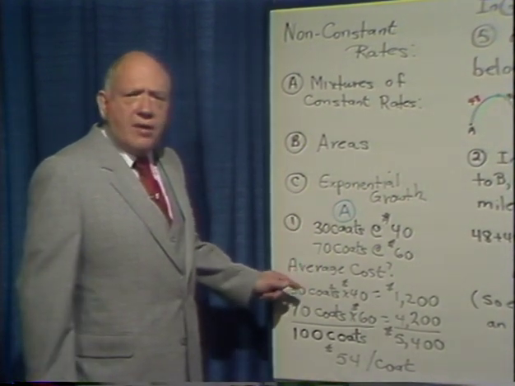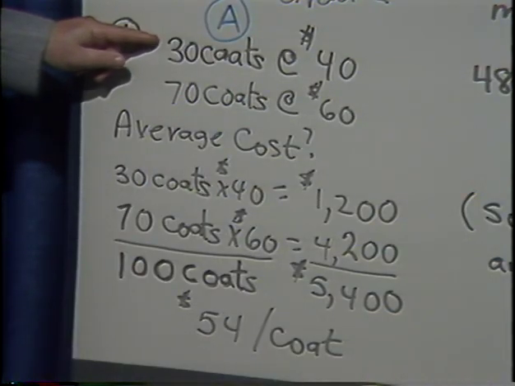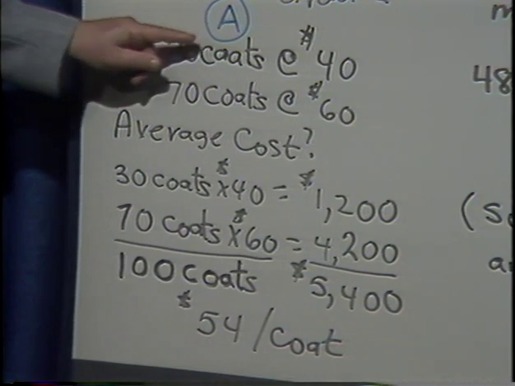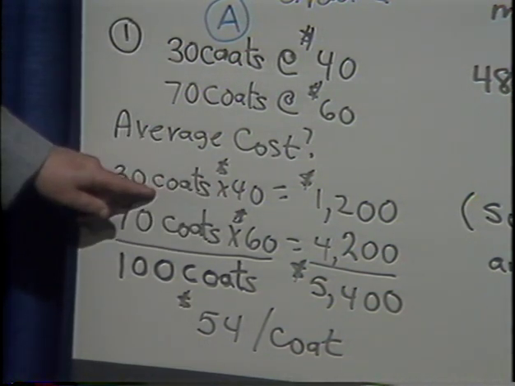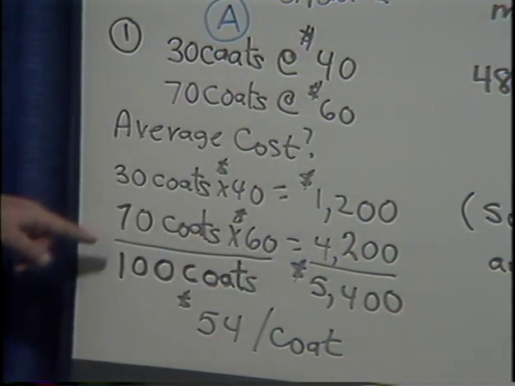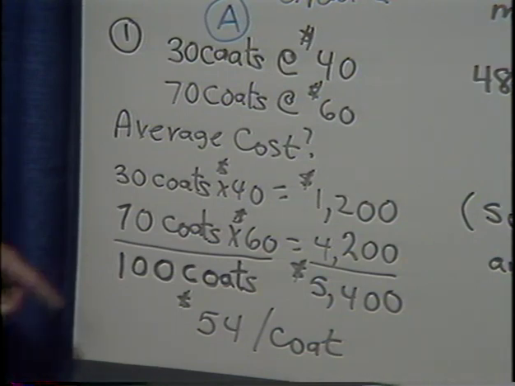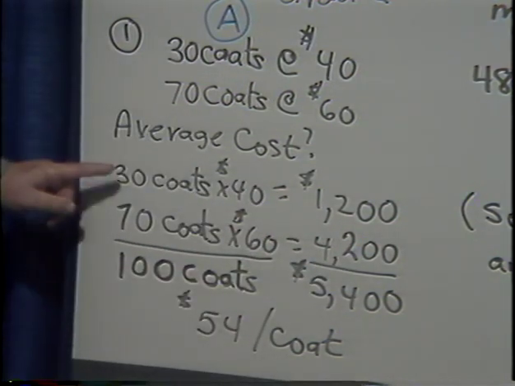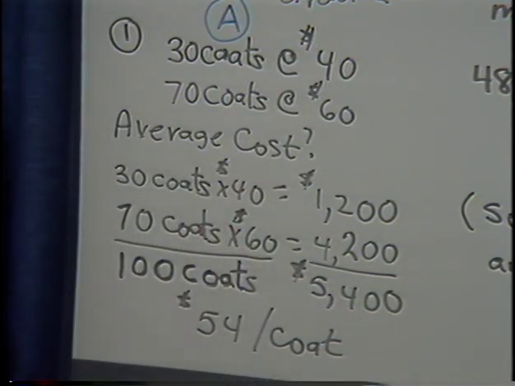And so the question comes up, what did I really spend over here? Well, see, this is a simple problem. We've already dealt with this. 30 coats at $40 each. 30 coats, that's $40 30 times. That's $1,200. And now you spend $60 70 times for the other 70 coats. That's $4,200. So altogether, you've bought 100 coats, and you spent $5,400.